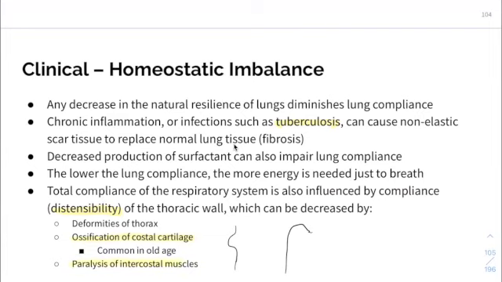Paralysis of those intercostal muscles. So those intercostal muscles just don't work. Maybe they've lost nerve supply, but if your intercostal muscles aren't working, you have decreased compliance because your thoracic cage cannot expand with each breath.